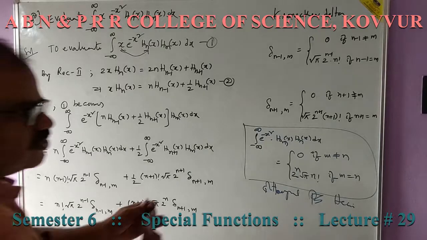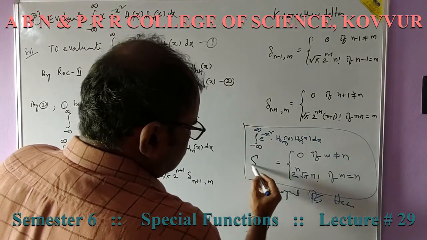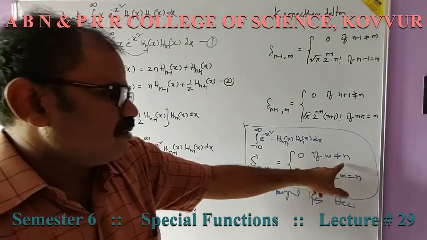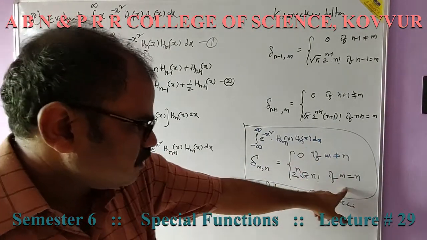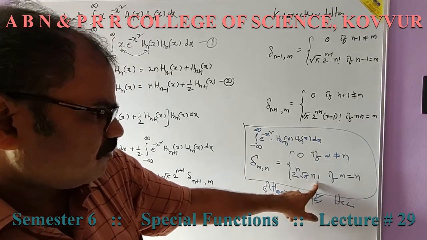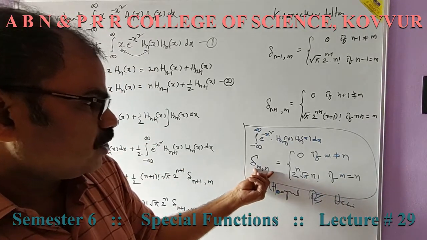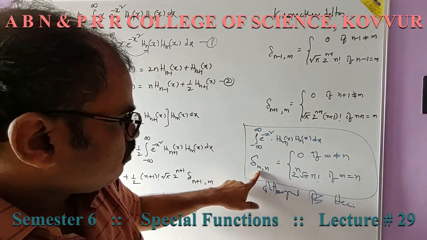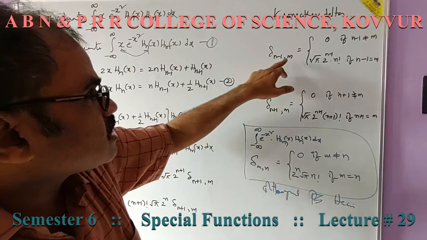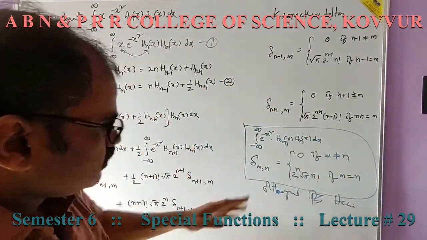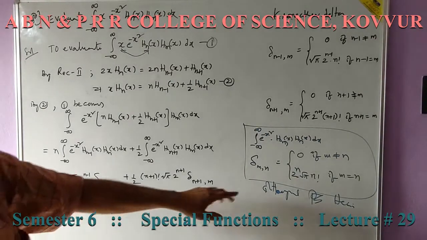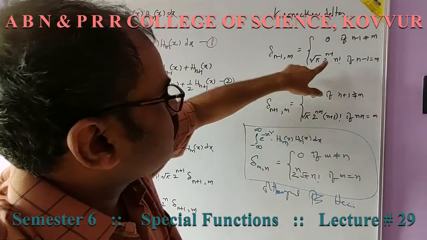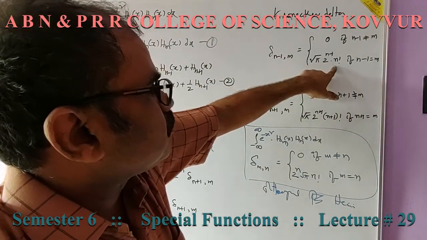What are these deltas? This can be written as the Kronecker delta, delta mn. If m is not equal to n, this is 0. If m is equal to n, this is 2^n root pi n factorial. This delta mn is said to be the Kronecker delta. Here in place of mn, you have n minus 1 m, n plus 1 m. So in place of n, we write 2^(n-1) factorial.